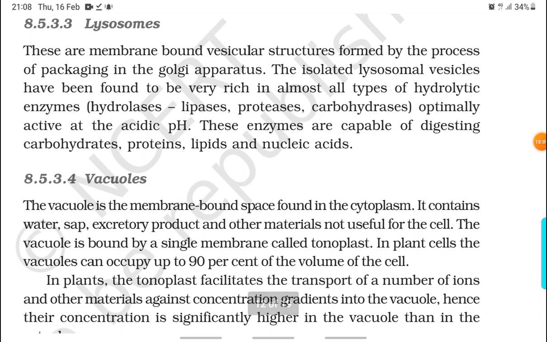Lysosomes. These are membrane-bound vesicular structures formed by the process of packaging in the Golgi apparatus. The isolated lysosomal vesicles have been found to be very rich in almost all types of hydrolytic enzymes, such as hydrolases, lipases, proteases, carbohydrases. Optimally active at the acidic pH, these enzymes are capable of digesting carbohydrates, proteins, lipids, and nucleic acid.